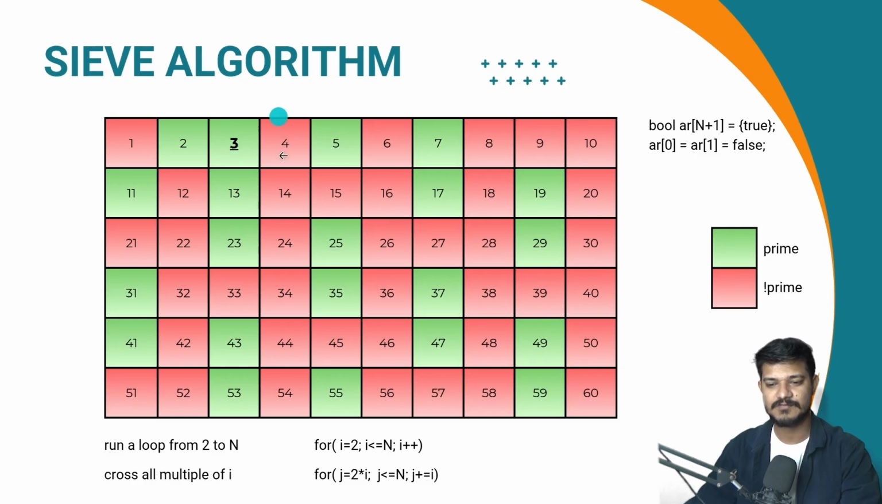Done. Now we'll move on to 4. Is 4 a prime number? No, 4 is not a prime number. Move on.